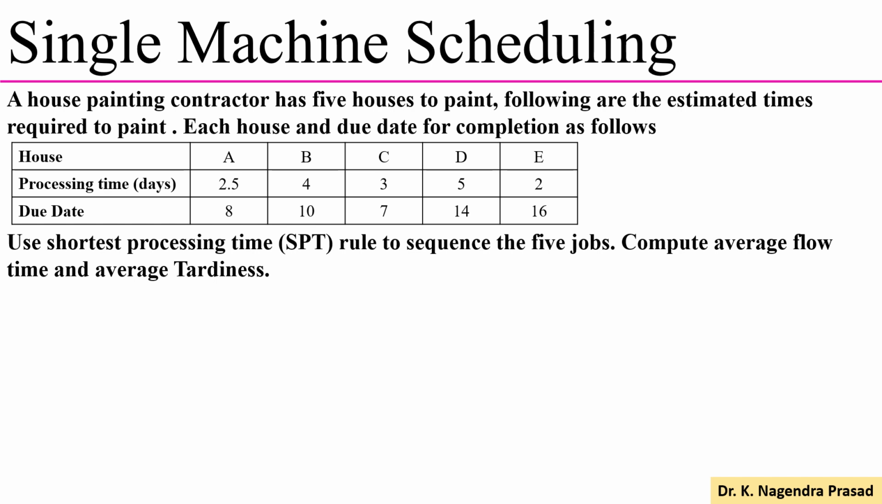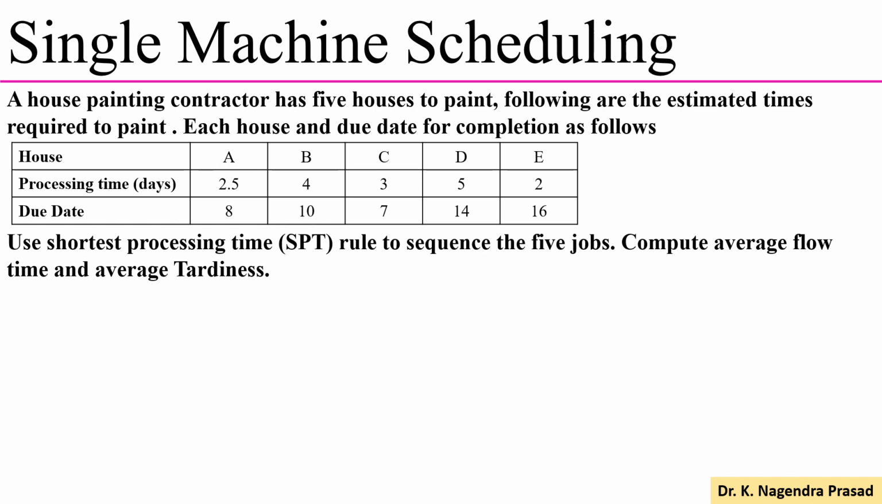In the present video, we will solve the single machine scheduling problem. Let's see the problem. A house painting contractor has 5 houses to paint. Following are the estimated times required to paint each house and due date for completion. Here the different houses A, B, C, D, E are given, along with processing time and also the due date.